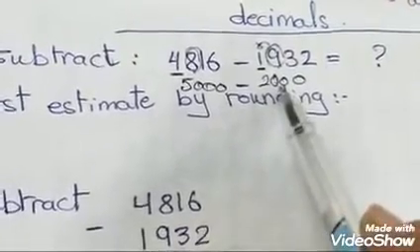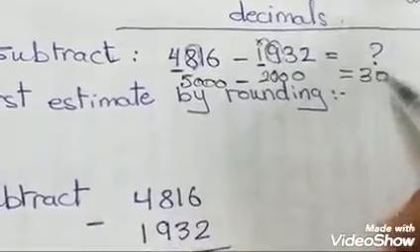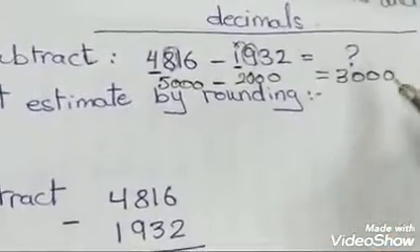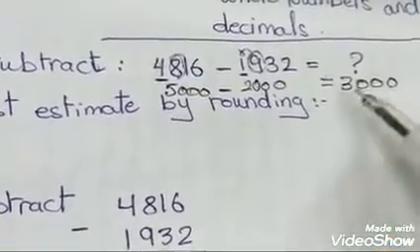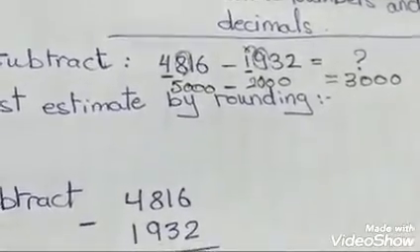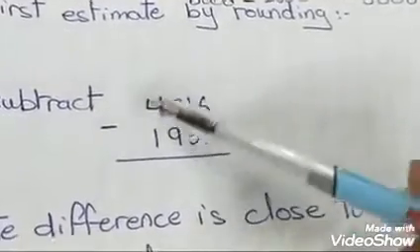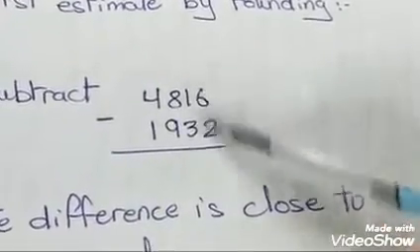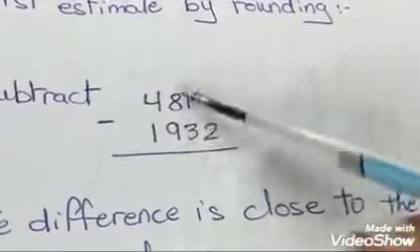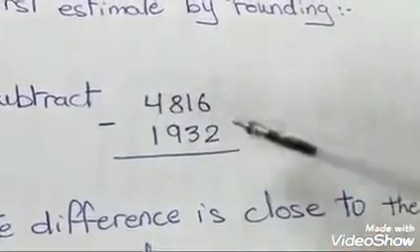5,000 minus 2,000 will be 3,000. So the estimated number for this subtraction, or for this operation, is 3,000. Now I have to subtract. First, I have to align my digits, ones, tens, hundreds, thousands, like we said before.